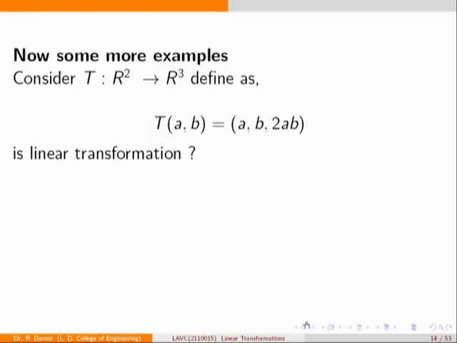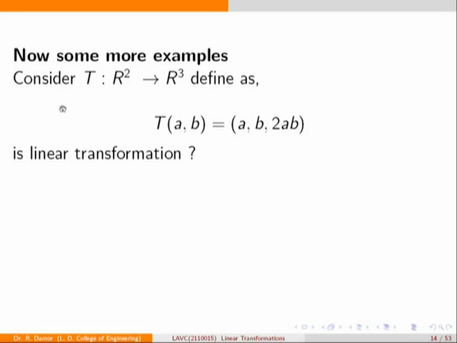Now see some more examples. In the previous example we used the generalized vector space V to W. Now we have to use the vector space from Rn to Rm, and check how this linear transformation works. So T from R2 to R3 is defined as T of (a, b) equal to (a, b, 2ab). Clear?